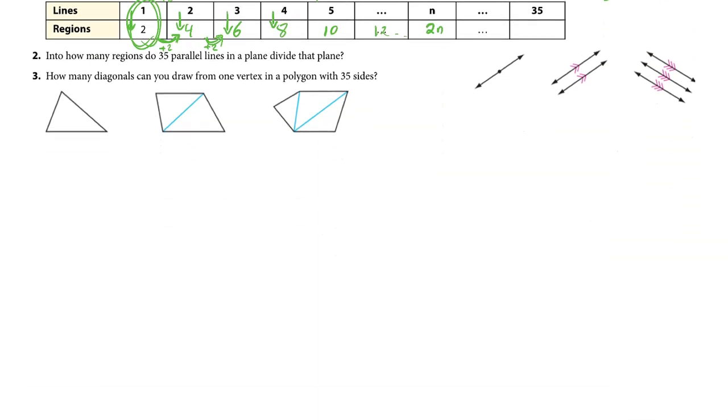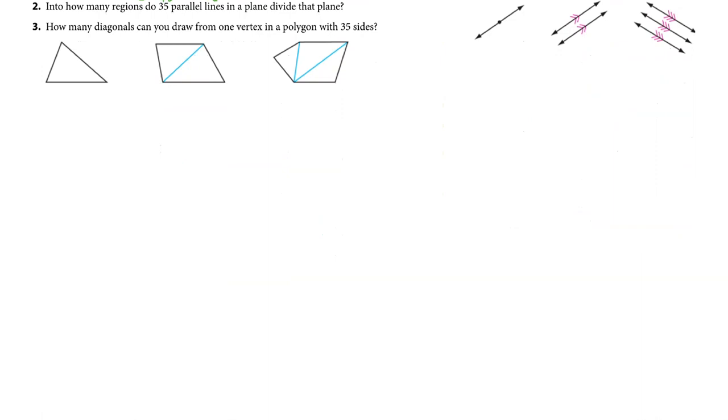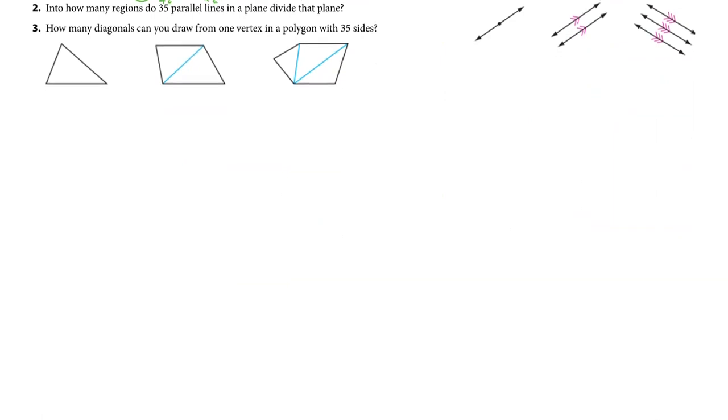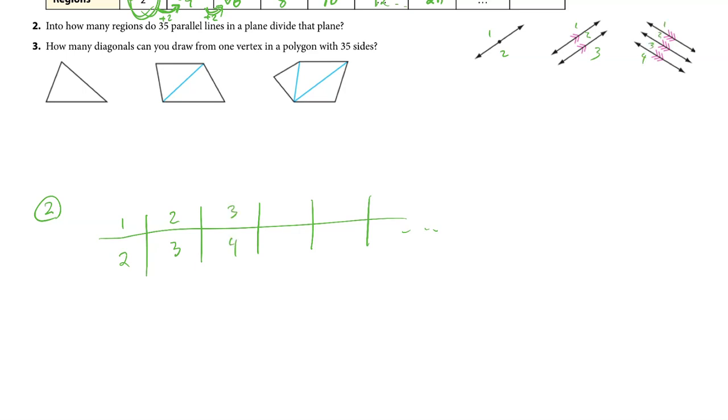All right, let's do the next one. What about how many regions do 35 parallel lines in a plane divide into? Okay, so to start, I'm going to make, for number 2, a little table. For 1, 2, 3, 4, 5, etc. If there's one line, there are 2 spaces. If there are 2 lines, there are 1, 2, 3 spaces. If there are 3 lines, there are 1, 2, 3, 4 spaces. If there are 4 lines, that's 1, 2, 3, 4, 5 spaces. And so you see the pattern. You're adding 1 each time.